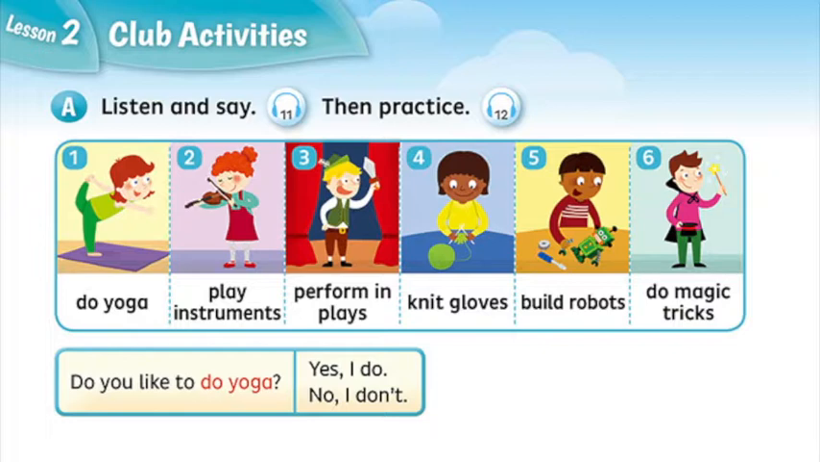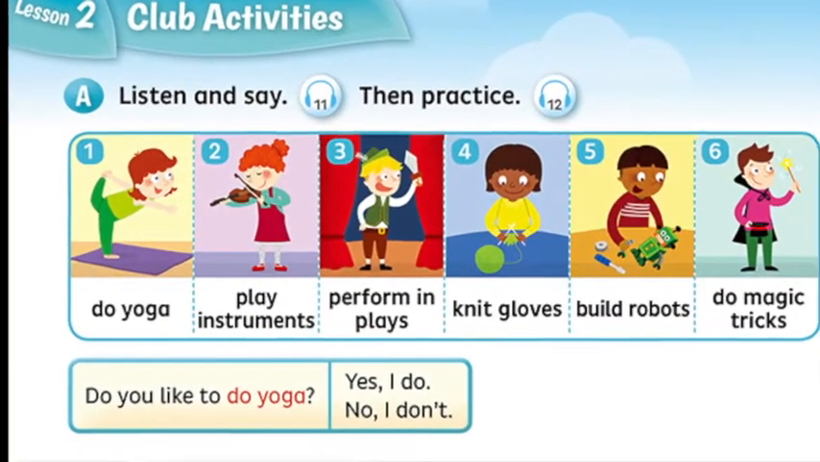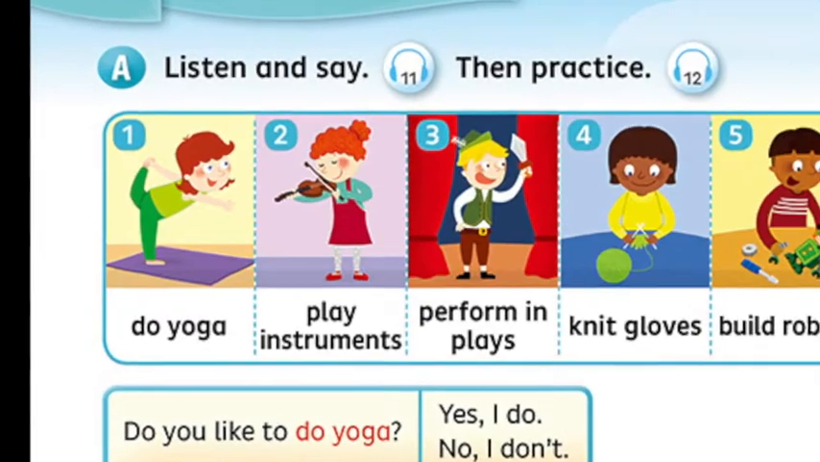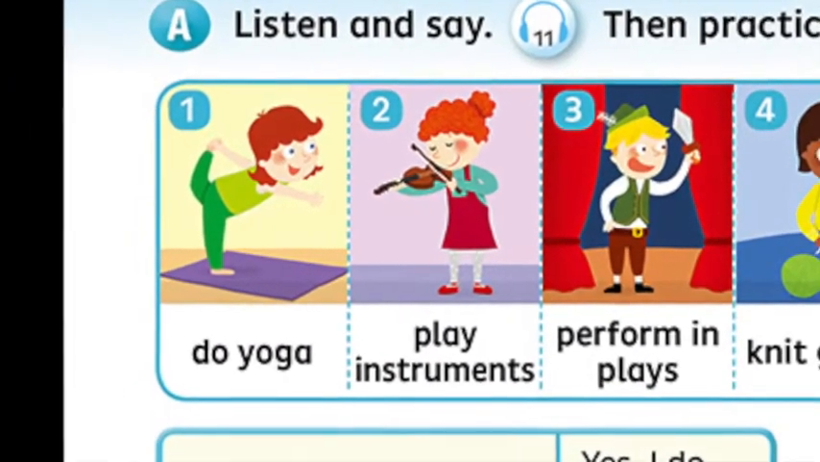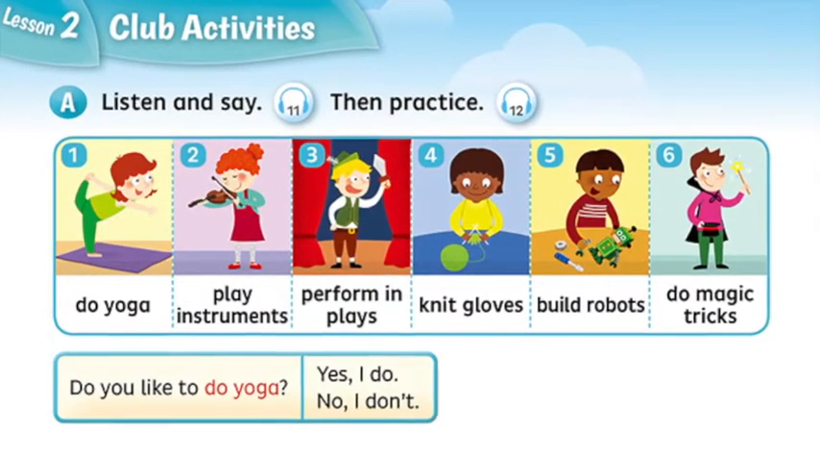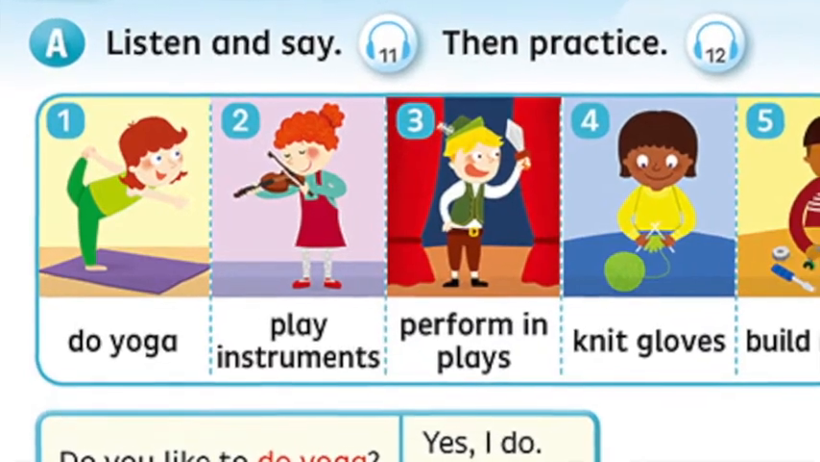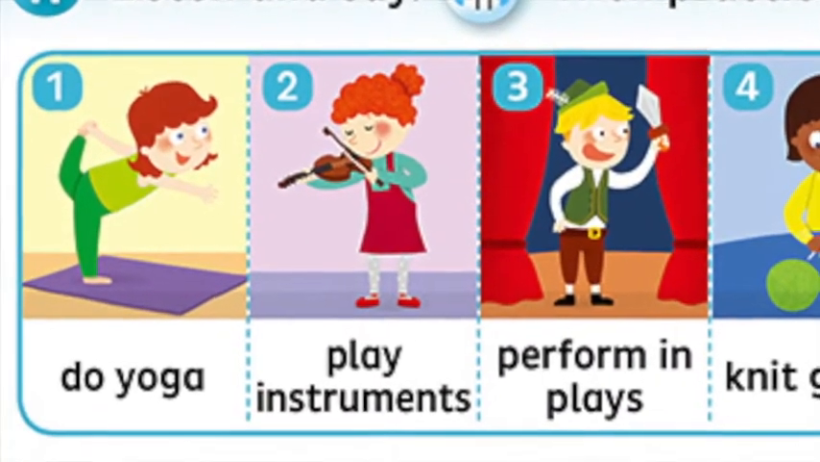Let's start with the letter A. Lesson 2, club activities. If you look at the first picture, number one, letter A, in this club, you do yoga. That is the yoga club, right? So number one, do yoga. What do you do in yoga club? You do yoga. Very good. Number two, it looks like there is a girl playing a violin. That is number two, play instruments. Which club do you play instruments in? Correct, the music club.